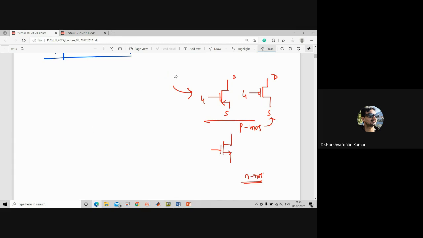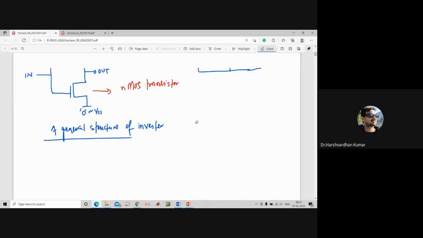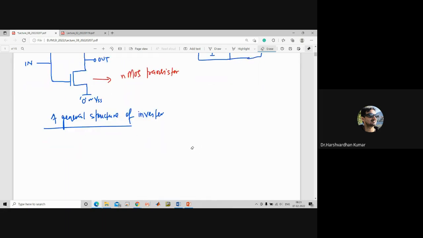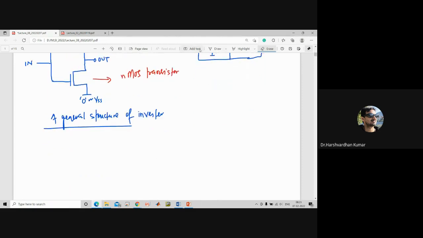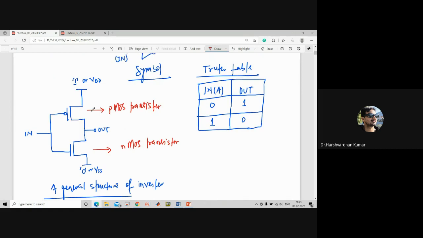We know very well the transistor operates in three regions: cutoff region, linear region, which is also known as the ohmic region, and what is the third region? Saturation region. Saturation occurs when the pinch off occurs. After the pinch off voltage, the current becomes constant with an increase in drain voltage. Okay, so let us focus here on the operations of this device.